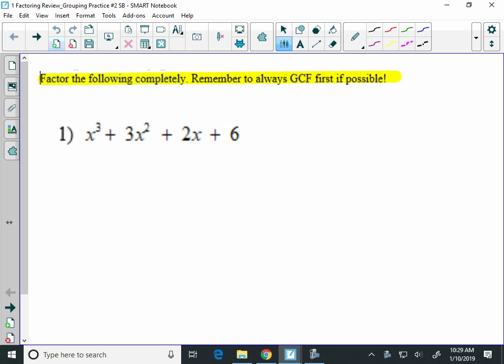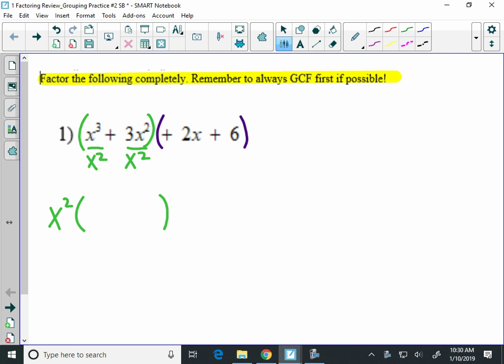There's no x's in every term. So we start by grouping the first two terms together and the last two terms together. From each set, we look for a GCF. So to start, it looks like we have x squared in both, right? x squared is the smallest exponent that goes into both terms. So I pull that x squared out in front.